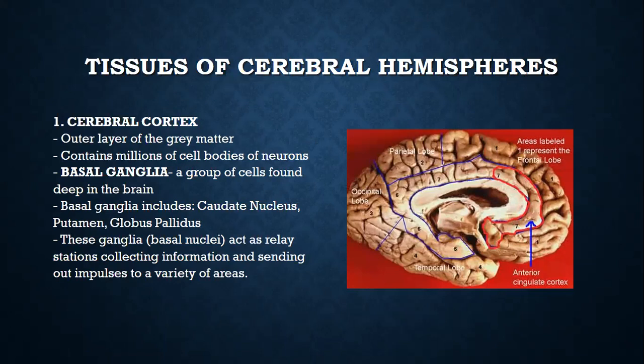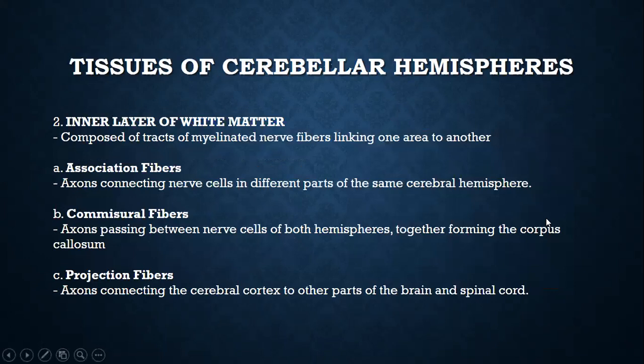Okay, cerebral cortex. So this is the outer layer of the gray matter. It contains millions of cell bodies of the neurons. It has a basal ganglia, a group of cells found deep in the brain. And the basal ganglia includes the caudate nucleus, the putamen, and the globus pallidus. These ganglia act as relay stations collecting information and sending out impulses to a variety of areas.